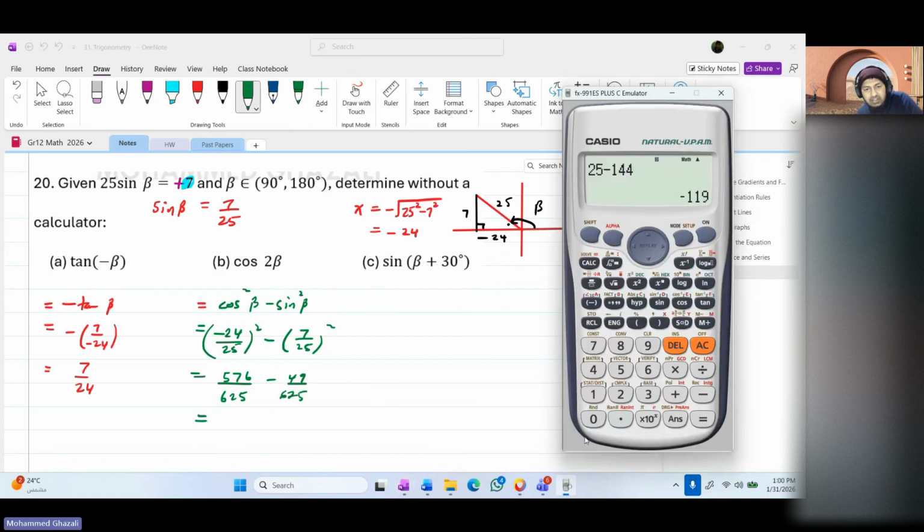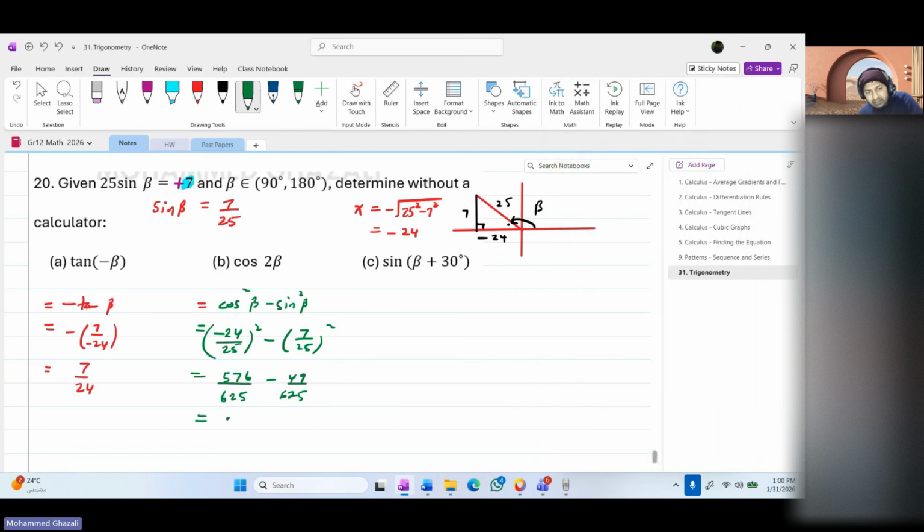Let's just check if 24 squared is 576. 24 squared, yep, and minus 7 squared. So I'm going to get 527 on top because I subtracted those two, and the denominator you can't subtract, obviously. So that's 625. Keep the denominator. That's your answer. Next one.